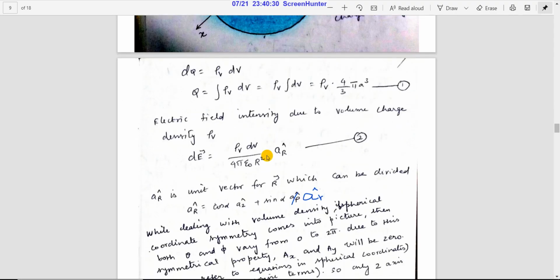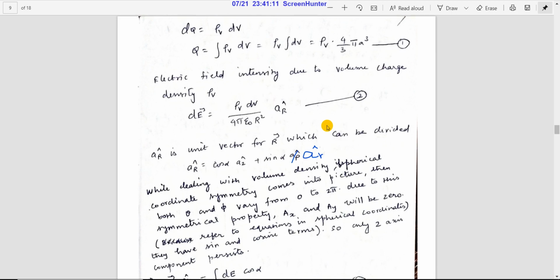So how to find out the electric field intensity due to this volume charge density on the point P? That can be found out by the definition of the charge, that is Q is equal to integration of rho v into dV. We know that this dV can be integrated to the radius of the sphere. If you take the radius of the sphere as a, then this is rho v into 4 by 3 pi a cube. What is this 4 by 3 pi a cube? It is the volume formula for the sphere.